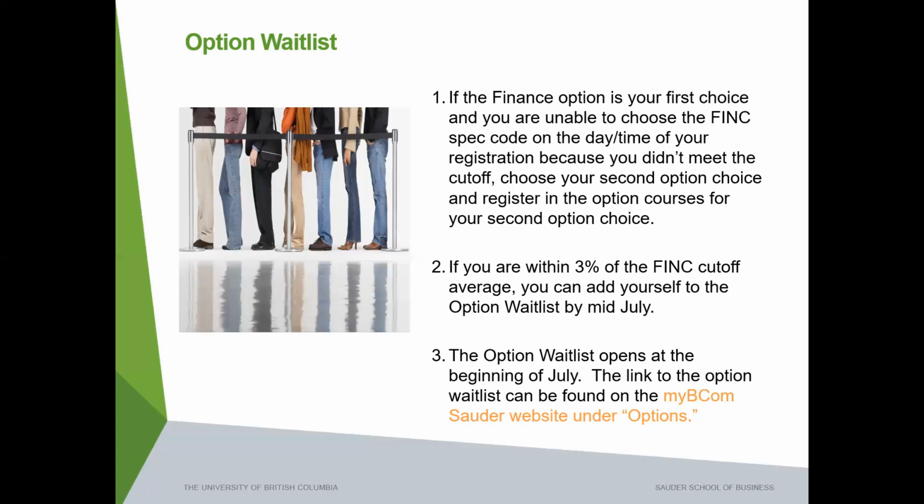The other thing is, even if you don't meet the 76%, if we still have seats open in the finance option courses, we will keep the finance option open until we fill the seats. So sometimes we find that even though we set the cutoff as 76, it might actually drop to 75.5. So still try. If you can see the finance option spec code on the SSC, it means the finance option is still open. So you can choose it if it's there. But if it's not there, it means that the option is full. And you might want to consider putting yourself on the option wait list.